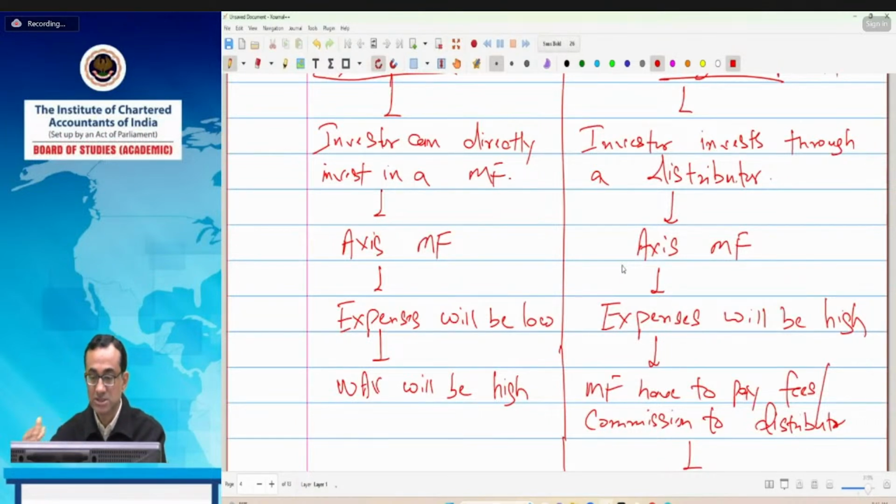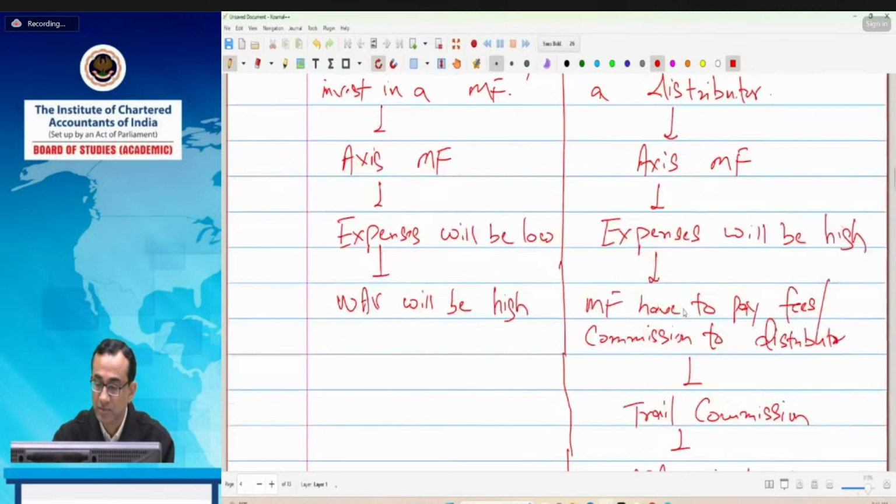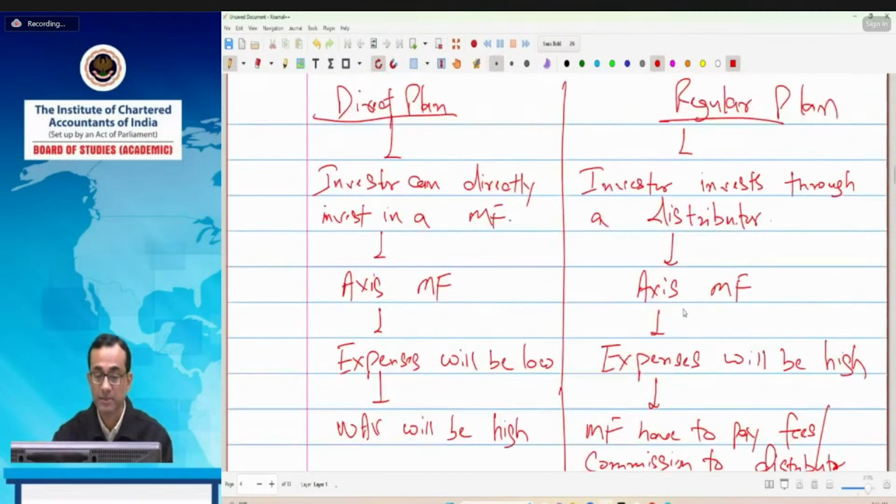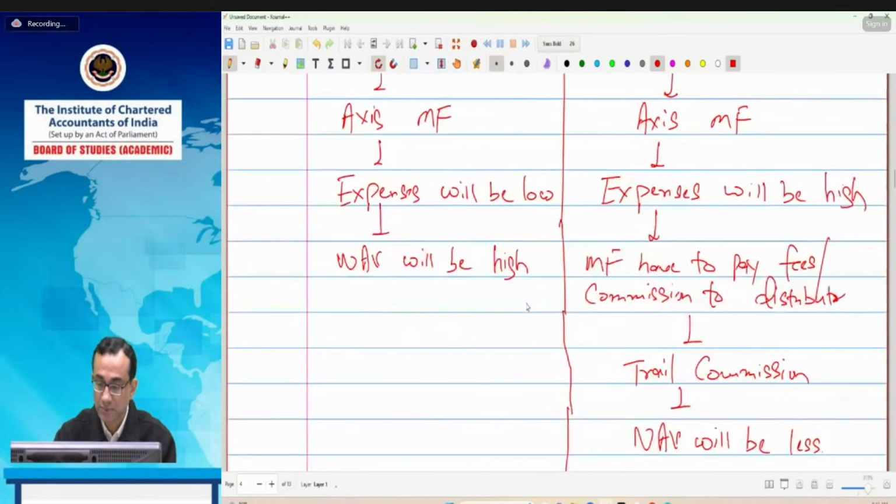So since the expenses will be high in a regular plan, the NAV will be less. Since in a direct plan an investor is investing in a mutual fund directly without the intervention of a distributor, the expenses will be low and thus the NAV will be high. So that is basically the difference between a direct plan and a regular plan. I hope it is clear to you. Let us move forward.